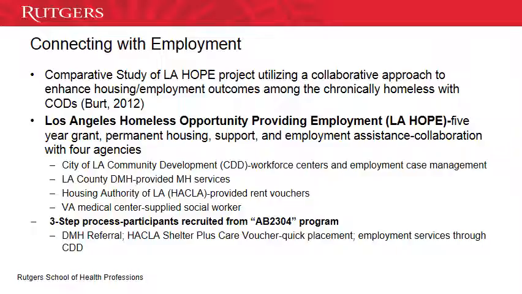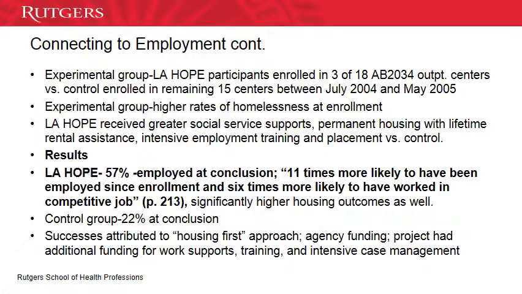So all participants, for both the experimental group, which was the LA Hope group, and the comparison group, were recruited from the AB 2034 program, which was a state-funded support program providing social services and housing assistance to the target population. The experimental group, the LA Hope clients, were enrolled in 3 of the 18 AB 2034 programs at local mental health centers. The comparison group was enrolled in the remaining 15 AB 2034 programs between July 2004 and May 2005. All participants had an Axis 1 diagnosis, a history of homelessness, and a co-occurring substance use disorder.